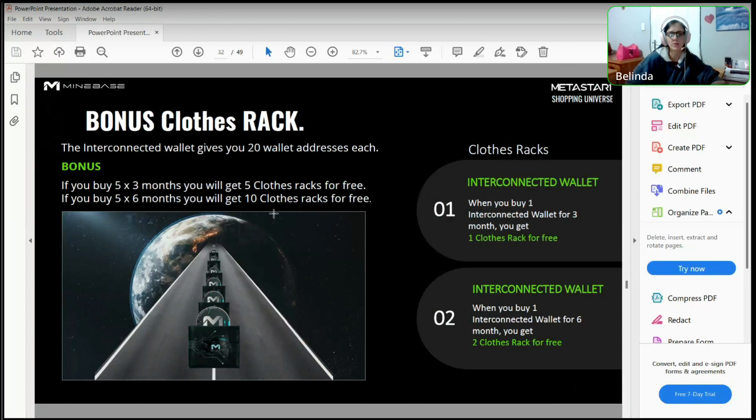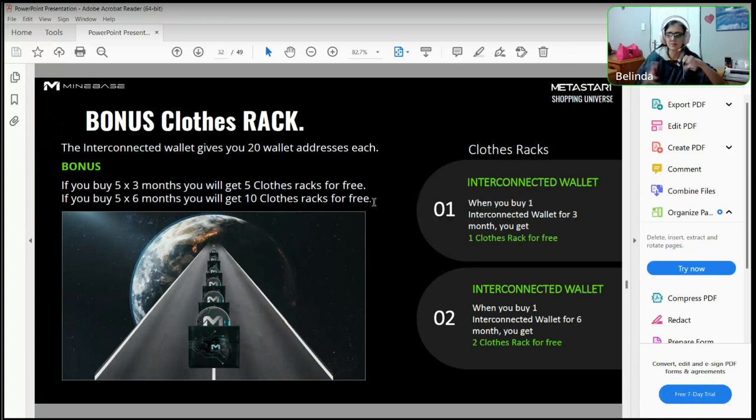Okay, so interconnected wallets. When you buy one interconnected wallet for 3 months, you get one Closerack for free. And when you buy one interconnected wallet for 6 months, you get 2 Closeracks for free. So if you buy 5 for 3 months, you'll get 5 Closeracks for free. And if you buy 5 for 6 months, you will get 10 Closeracks for free. So it's not as high as the 25, but you'd have to then do it in your husband's or your wife's account to get another 10 Closeracks if you wanted to go the interconnected wallet way.